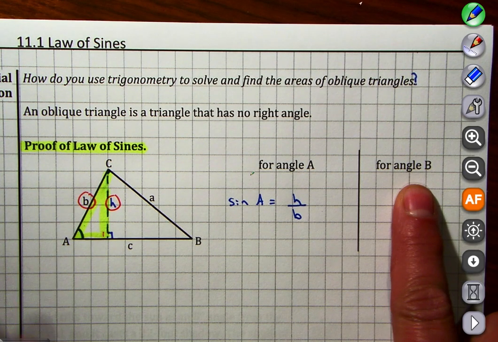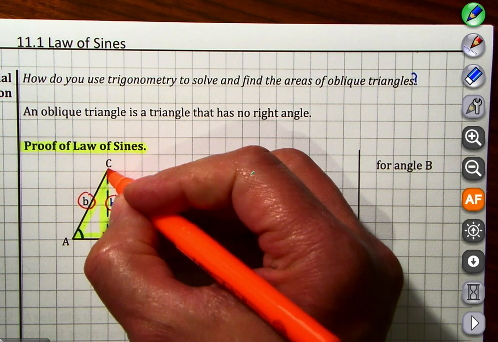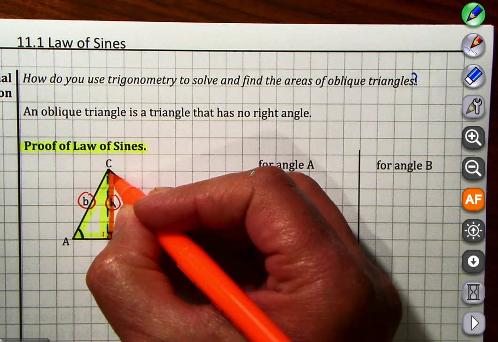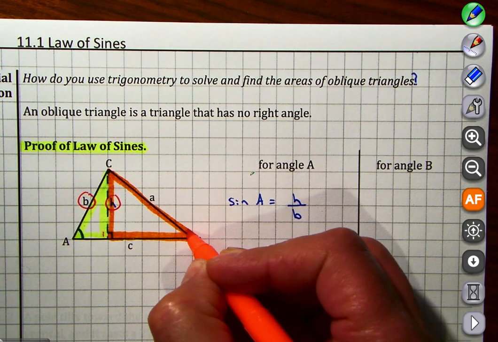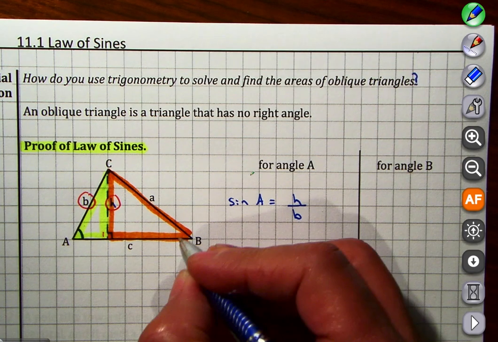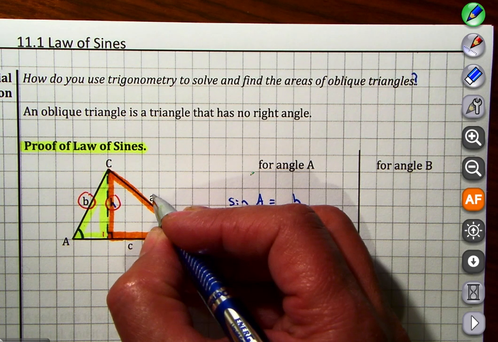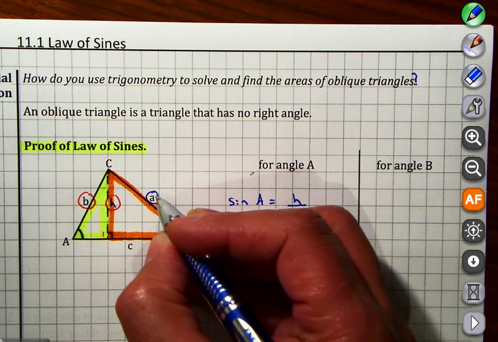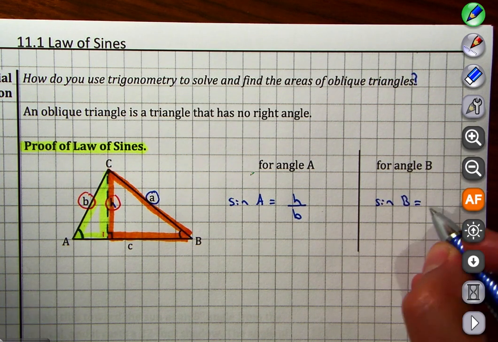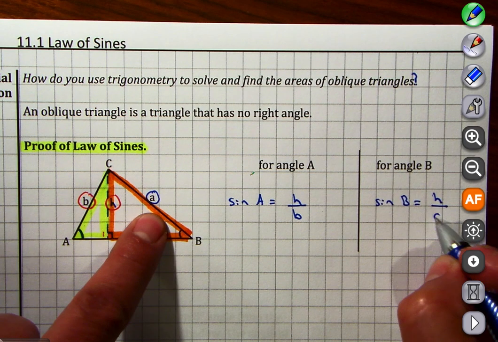And now we're going to do the same thing for angle B. And we're going to be using this triangle on the right hand side. It's also a right triangle, so therefore we can use SOHCAHTOA. So for angle B, sine is your opposite over hypotenuse. So the sine of B will be the opposite, which is h, over the hypotenuse, which is a.